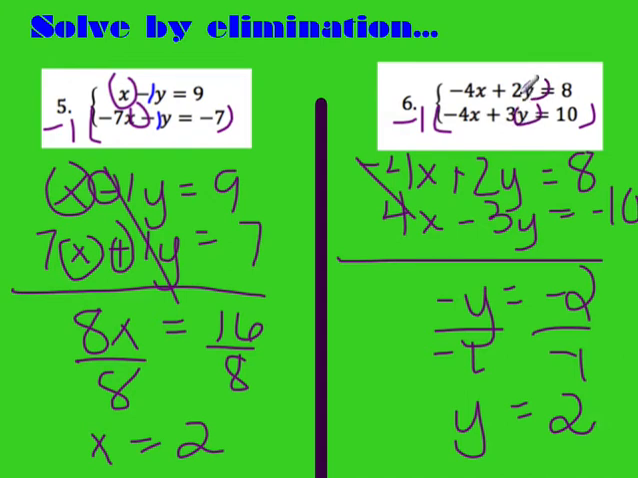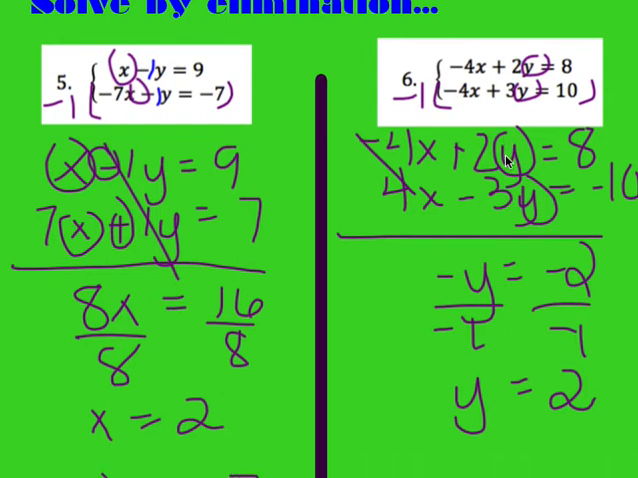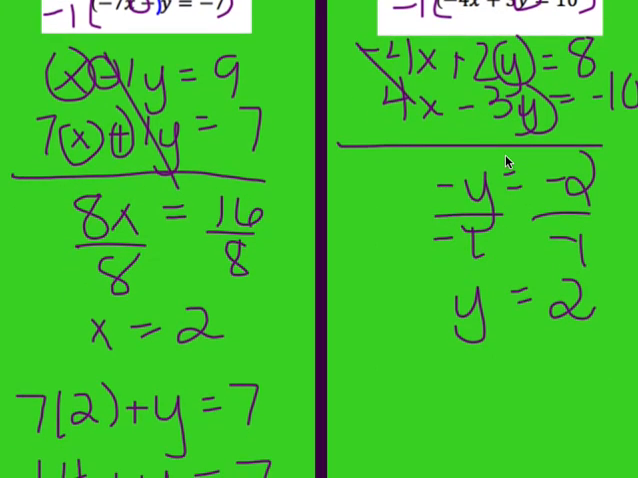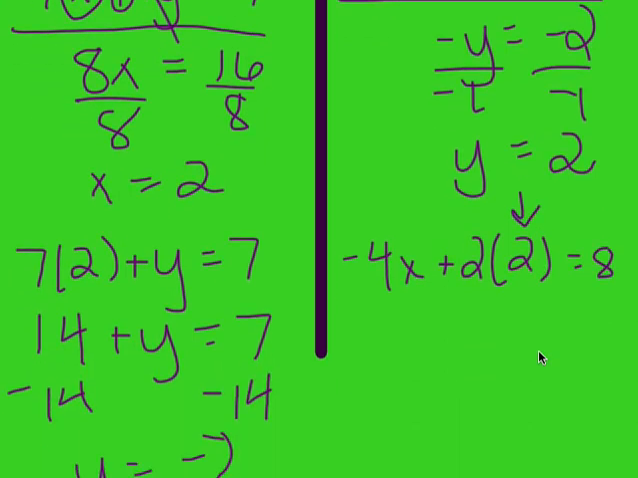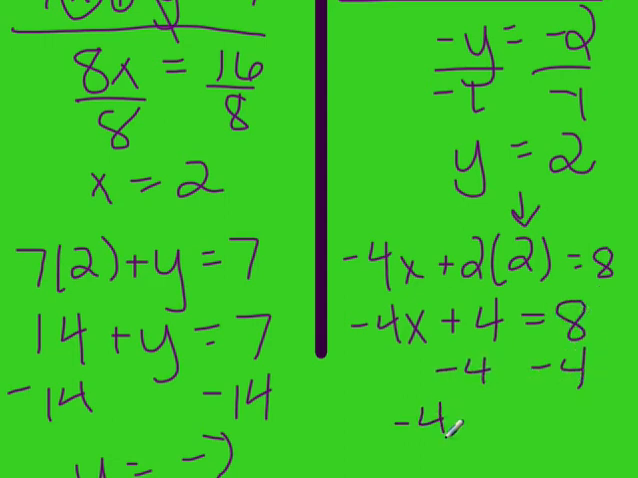And again, I can plug it into either of my original versions or any of my second versions as well. So let's just plug it into the top one. So I have -4x plus 2. Now I'm going to take y out and I'm going to put 2 in instead. So all of the equations stay the same except for me plugging in the value for y that we know. So I have -4x plus 4 is equal to 8. So I'm going to subtract 4 from both sides and I get that -4x is equal to 4.